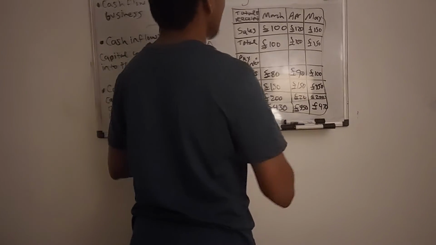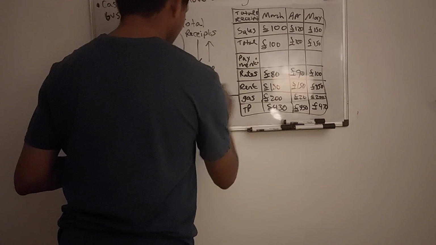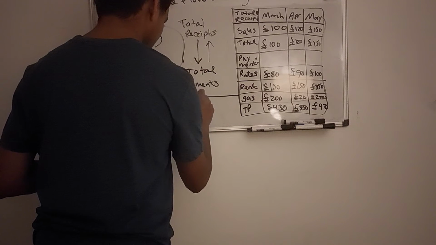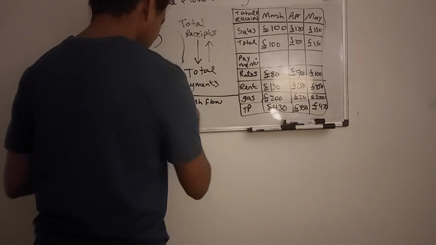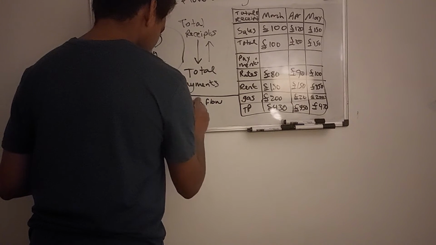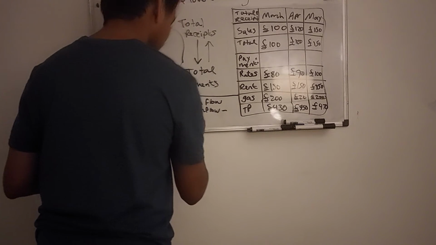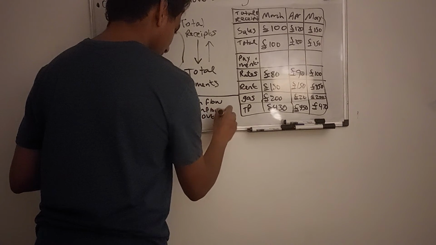So now, what do you do now? There's something called, I'll write the formula here, the net cash flow. There's a formula for this, and that is cash inflow take away cash outflow.